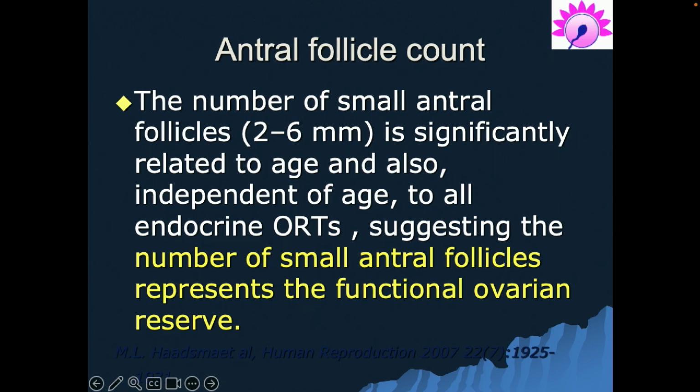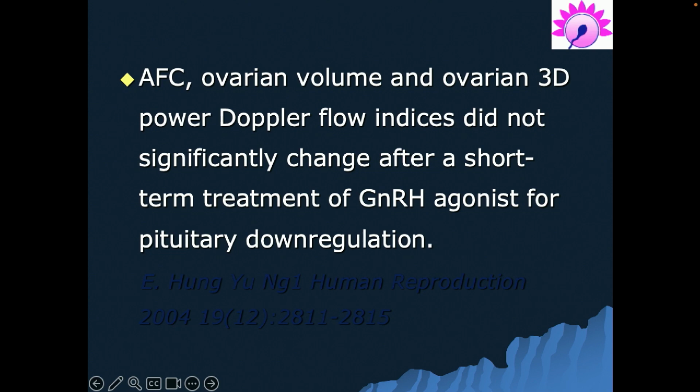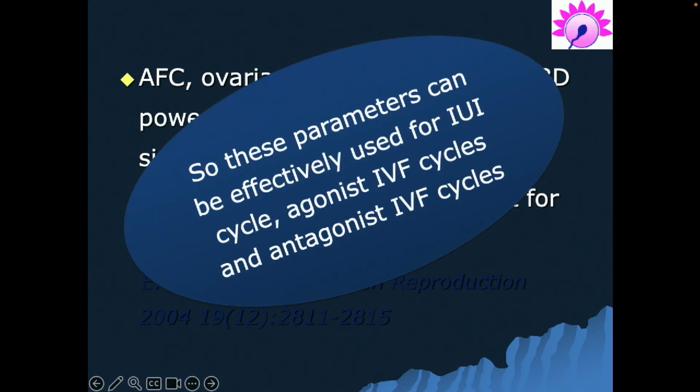There are n number of evidences. If I keep on showing you, it will take us at least half an hour to go through them all. But we know that AFC, ovarian volume and the stromal flows are good predictors to decide the daily dose of gonadotrophins, and since they do not even change after a short-term downregulation, you can use them for your IUI cycles, your IVF agonist cycles, and also your IVF antagonist cycles.